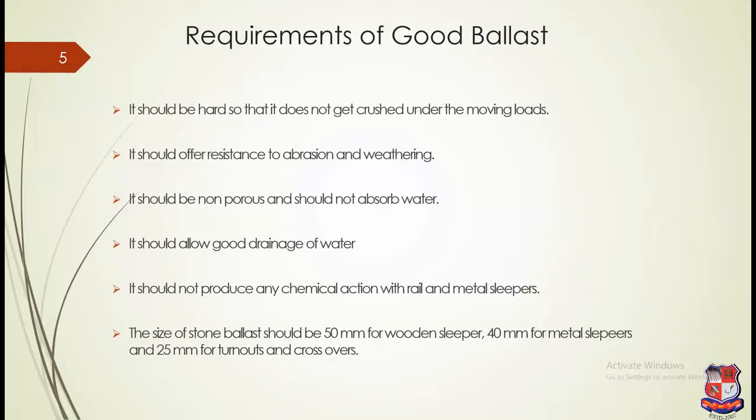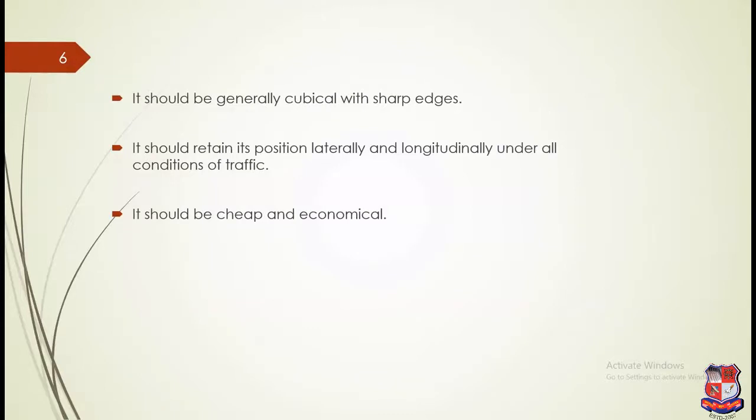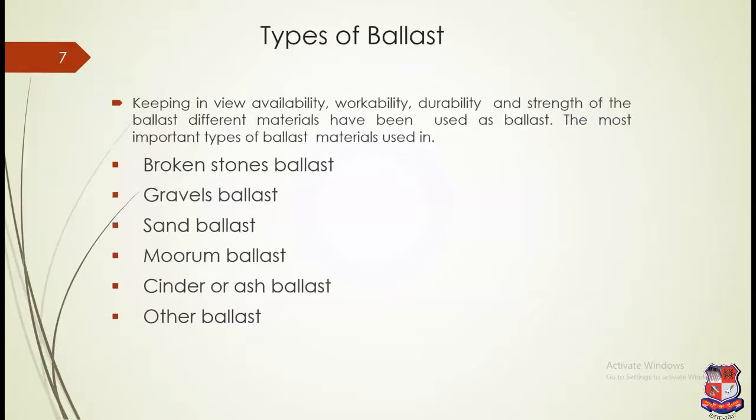The size of ballast should be 50 mm for wooden sleeper, 40 mm for metal sleeper and 25 mm for turnout and crossover. It should be generally cubical with sharp edges. It should retain its position laterally and longitudinally under all conditions of traffic. It should be cheap and economical.